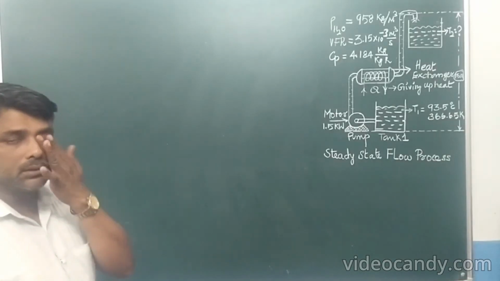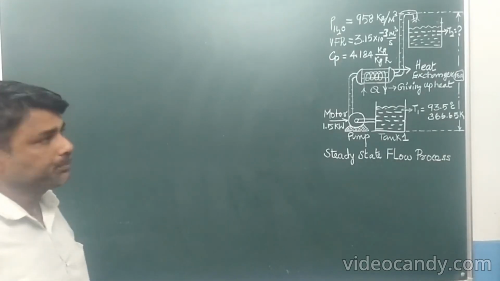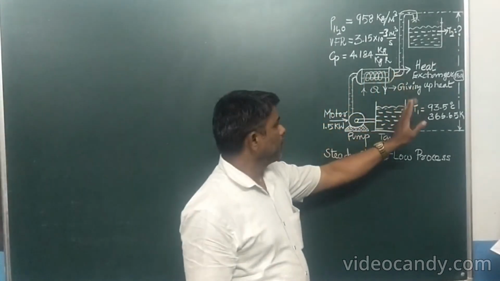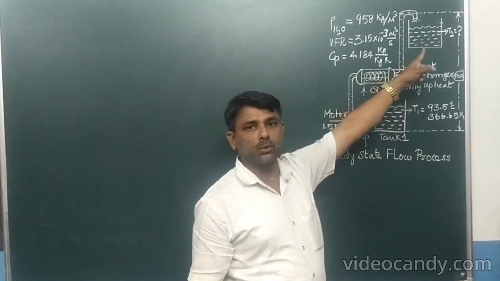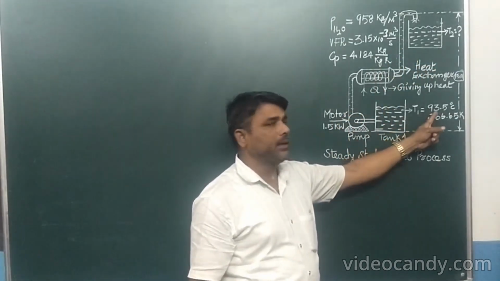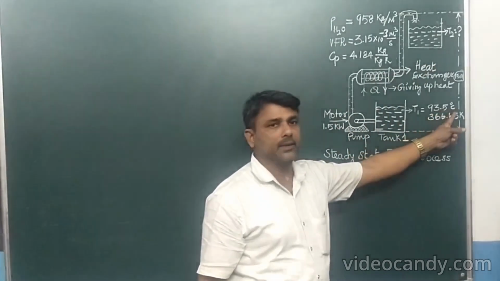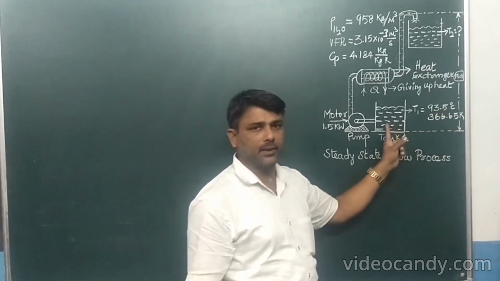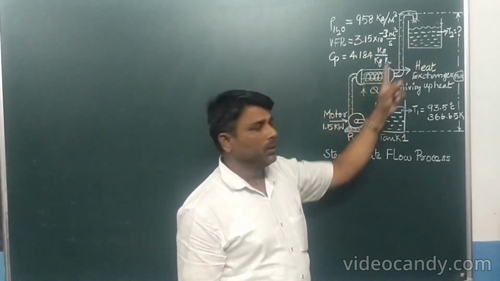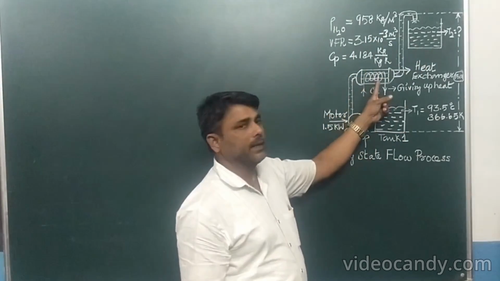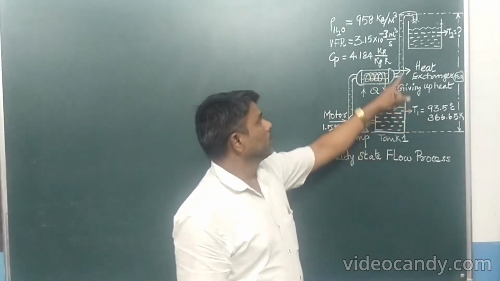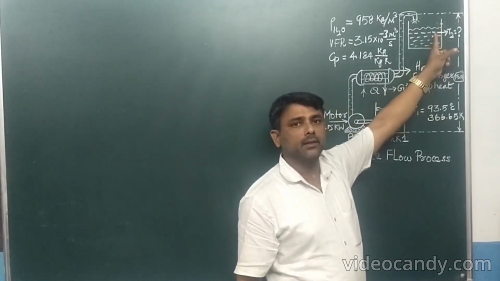Okay students, let us start to solve this problem. The picturization of the problem is given here. We have two tanks, tank 1 and tank 2. The warm water at a temperature of 93.5 degrees Celsius is being pumped to tank 2 using a motor through a heat exchanger. This is the problem. Temperature in tank 1 is given. The question is, what about the temperature in tank 2?